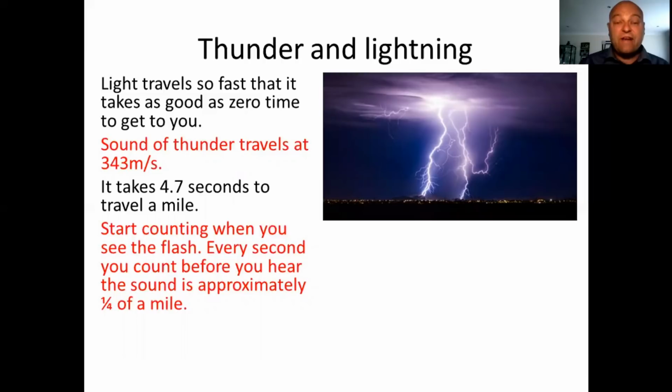So when you see the flash, you start counting. Now, the sound of thunder travels at about 343 meters per second. Chances are, in a thunderstorm, it'll be slightly different, because it's probably a little bit windy. Every second you count before you hear the sound is about a quarter of a mile. So if you had a lightning flash now, you go 1, 2, 3, 4, bang, thunder. That's about 4 seconds, so the lightning was about a mile away. If you counted to 8, 2 miles; 6, a mile and a half, something along those lines.